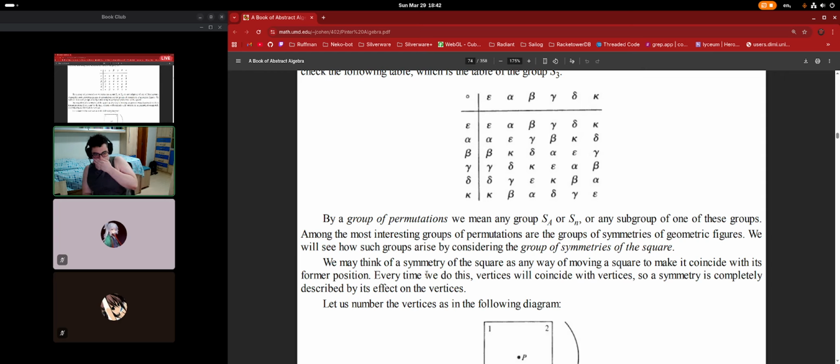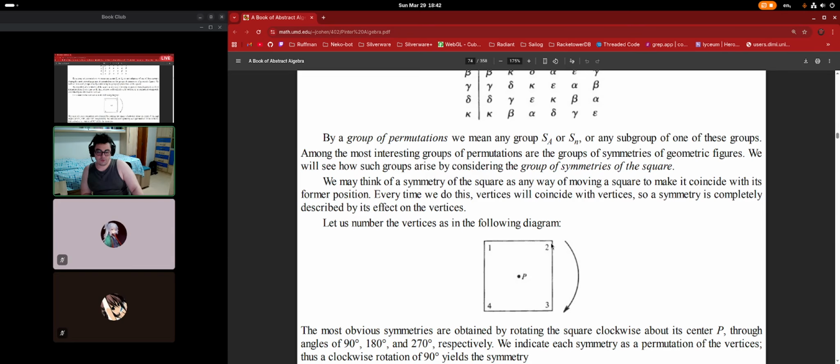Among the most interesting groups of permutations are the groups of symmetries of geometric figures. We will see how such groups arise by considering the group of symmetries of the square. We may think of a symmetry of the square as a way of moving a square to make it coincide with its former position. Every time we do this, vertices will coincide with vertices, so a symmetry is completely described by its effect on the vertices.